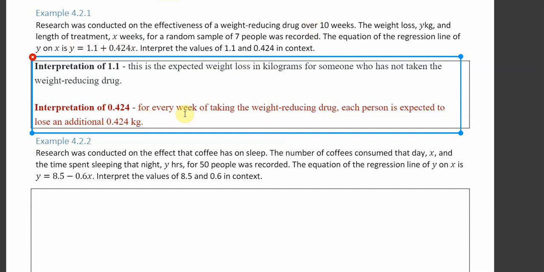For every extra week of taking the weight reducing drug, each person is expected to lose an additional 0.424 kilograms. Y is the weight loss in kilograms, x is the number of weeks of treatment. So for every week of taking the weight reducing drug, in other words, if x increases by 1, then each person is expected to lose an additional 0.424 kilograms. In other words, y is expected to increase by 0.424.